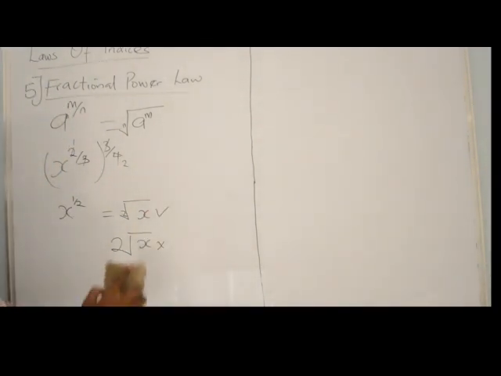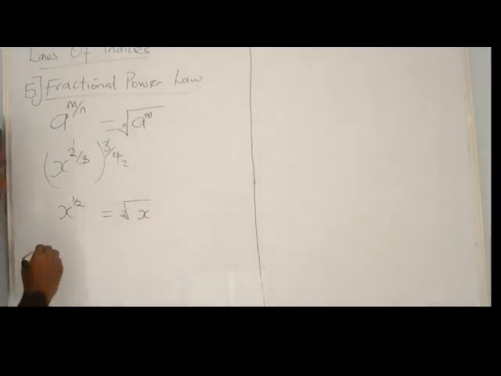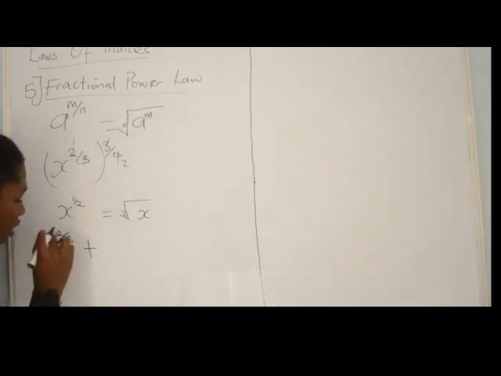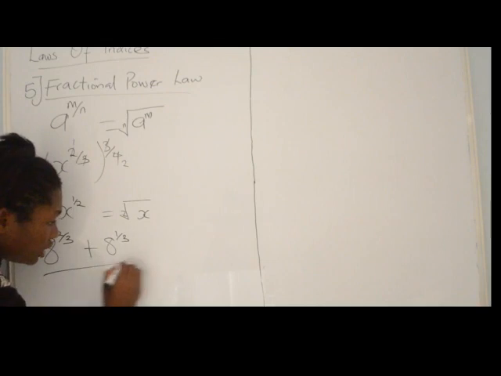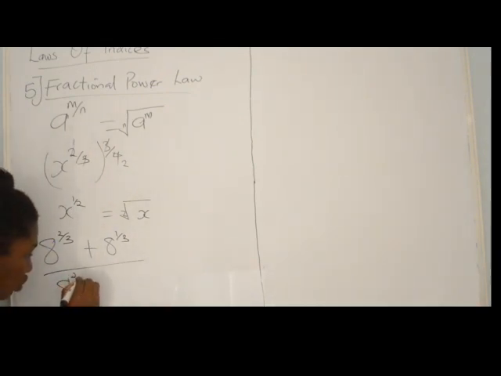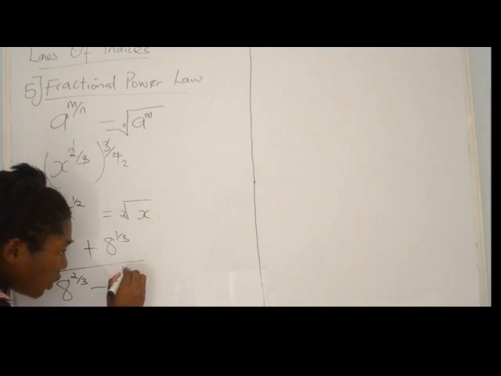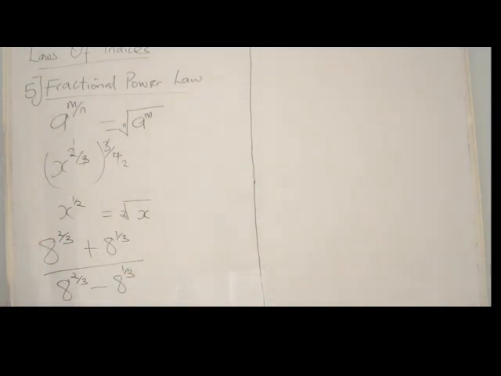Now we'll be taking an example. We are given that 8 raised to power 2 over 3 plus 8 raised to power 1 over 3, divide by 8 raised to power 2 over 3 minus 8 raised to power 1 over 3. And we are just asked to simplify this also. We're not really looking for any unknown, but we are simplifying this. Like I said, using our fractional power, we are going to be making our numerator the power and our denominator will become the root.